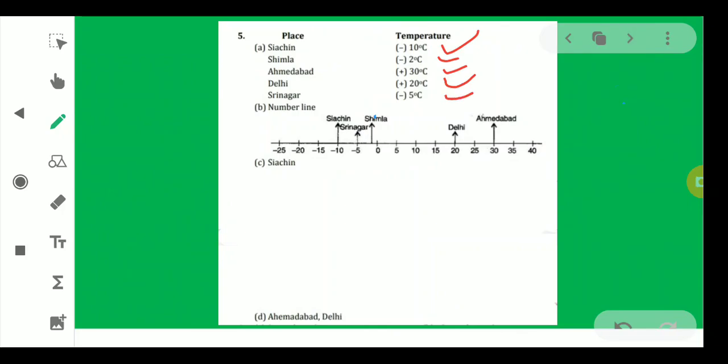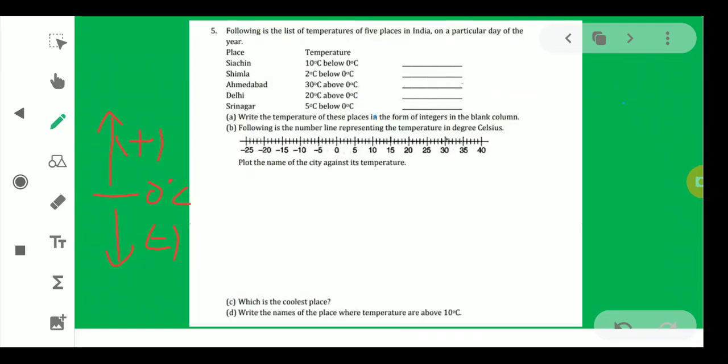Okay. So we have to see above 0 positive, below 0 negative. Then write the temperature of these places in the form of integers in the blank column. This we have done. Following is the number line representing the temperature in degrees Celsius. Now same thing. We have used the symbol like above 0 positive, below 0 negative. Now same we are representing on the number line. So 0 degree we have put in the center, denoted by integer 0. On the right side we have taken positive temperature. On the left side we are taking as negative temperature.